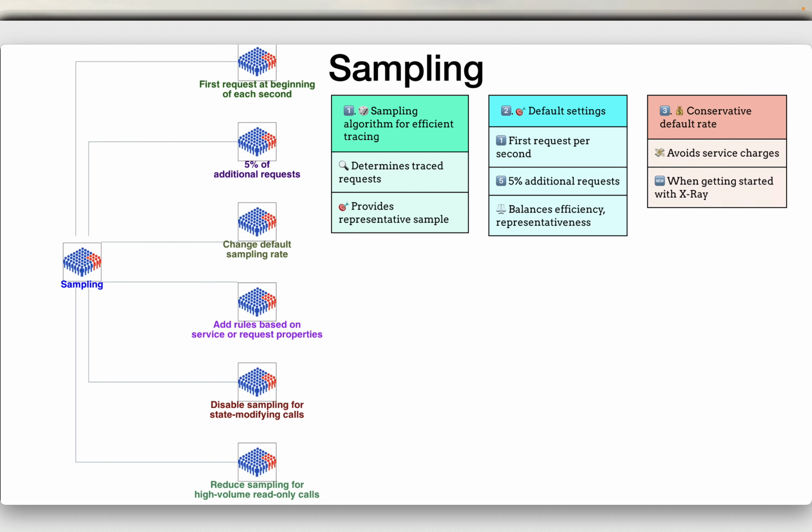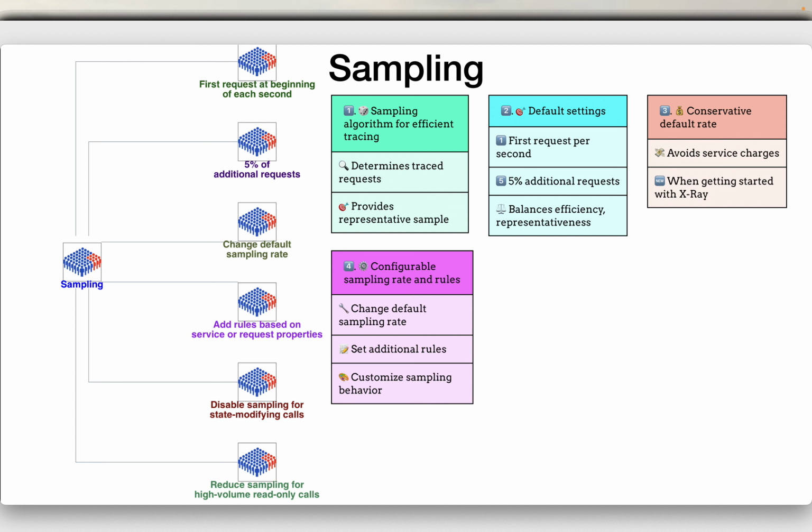To avoid incurring service charges when you are getting started with X-Ray, the default sampling rate is set conservatively, and this ensures that you don't accidentally trace too many requests and incur unexpected costs or charges. You can configure X-Ray to change the default sampling rate and set up additional rules that apply sampling based on specific properties of the service or request. This allows you to customize the sampling behavior to suit your application's needs.